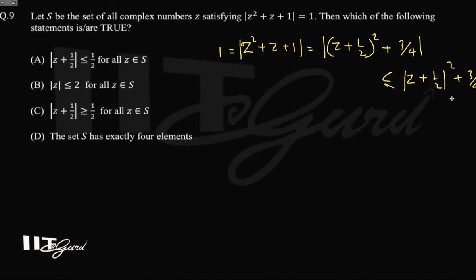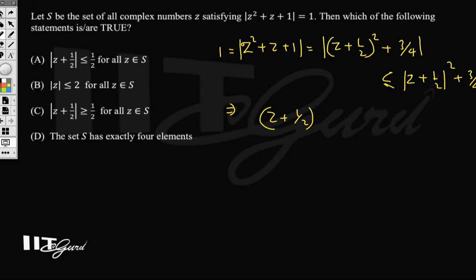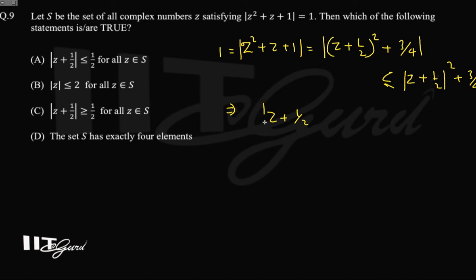Okay, so what this shows from here, you can write mod z plus 1 by 2 mod square, better write like this, mod whole square, separate it. And this is plus 3 by 4 when you transpose this one. So 3 by 4, 1 minus 3 by 4, that is 1 by 4, and this is greater than or equal to 1 by 4.